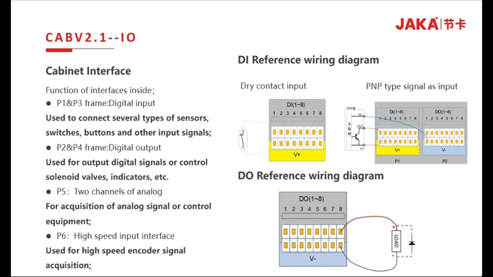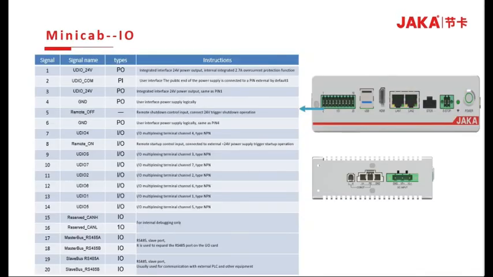DO refers to the wiring diagram: connect the positive terminal of the load to the negative terminal of the DO, and the other end of the load to 0 volt. P5 terminals can be configured with 2 analog ports for collecting analog signal or controlling devices. P6 is the high-speed input interface for acquisition of high-speed encoder. Minicab I/O pins define input-output interfaces that are multiplexed by power interfaces.